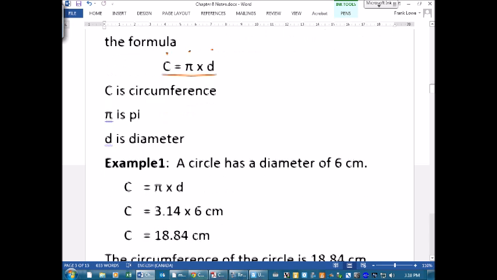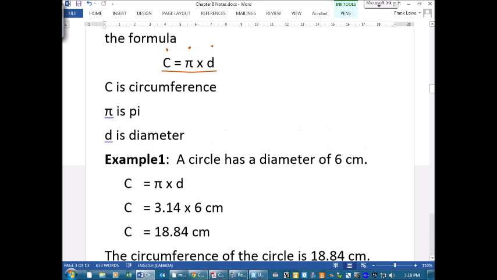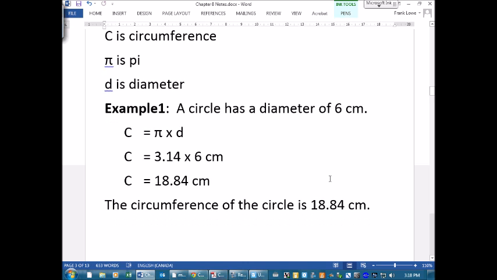So let's take a look at example 1. It says a circle has a diameter, and I'll draw it for you. So a circle has a diameter of, that's a goofy circle, 6 centimeters. And we're asked to calculate the circumference, so the distance all the way around the edge of the circle.